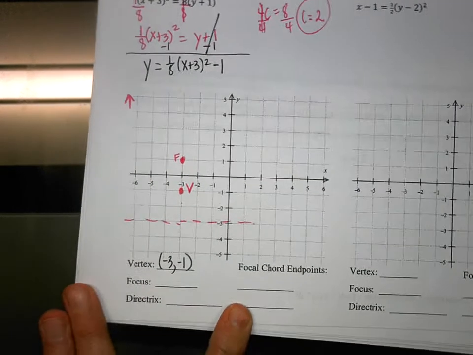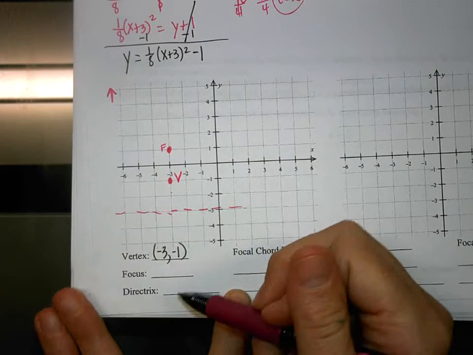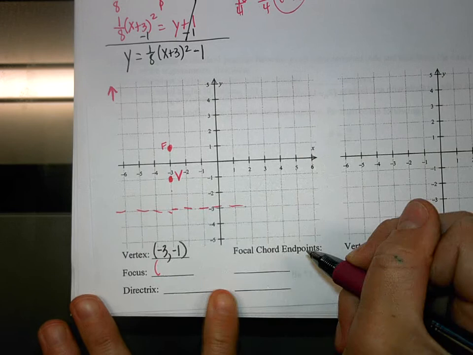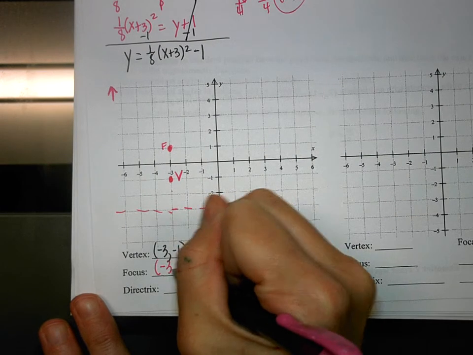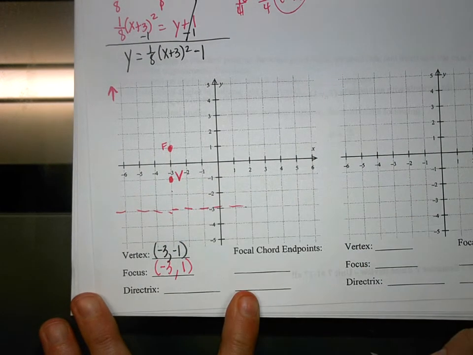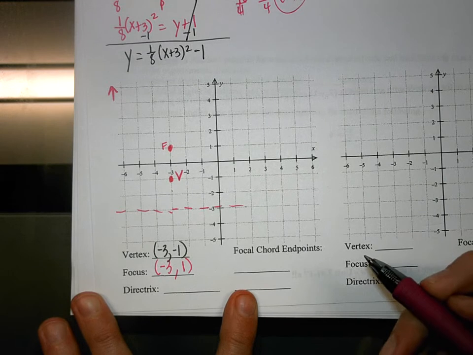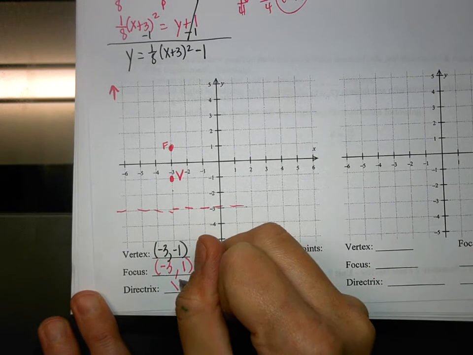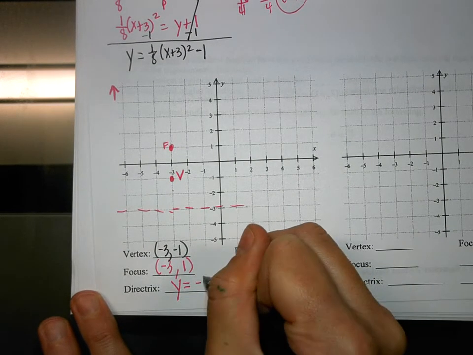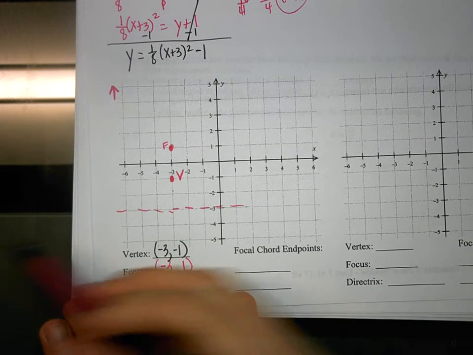Okay, and we can even write those values down here now. My focus is at what value? And what about my directrix? It's y equals -3, because it's a line going through that y-axis at -3.